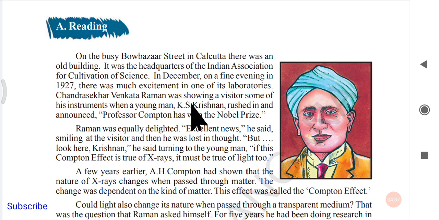Chandrasekhar Venkataraman was showing a visitor. C.V. Raman. You might get a question in your examination asking what the full name or full form of C.V. Raman is.